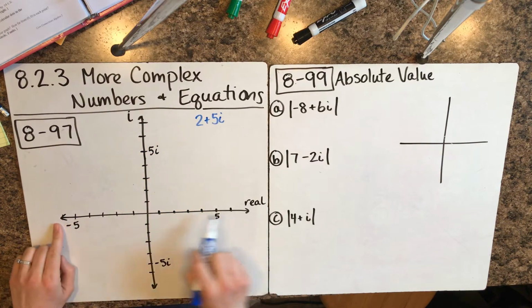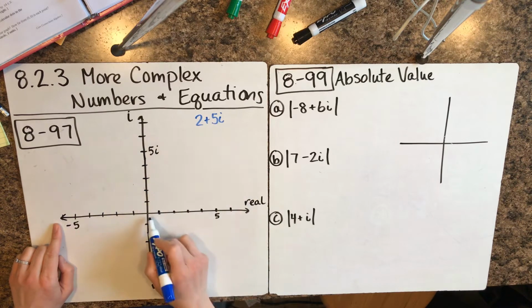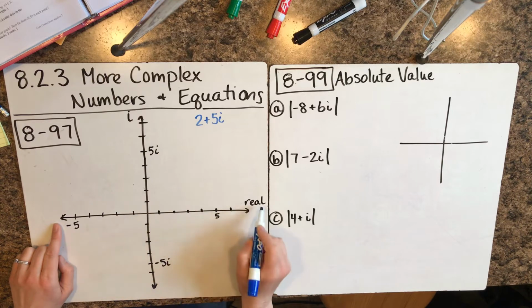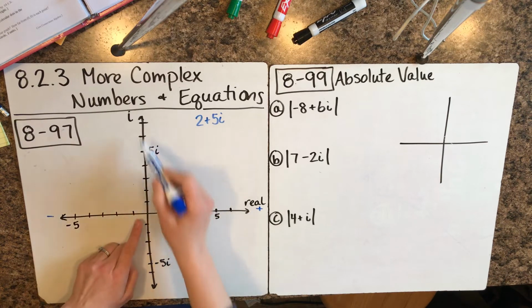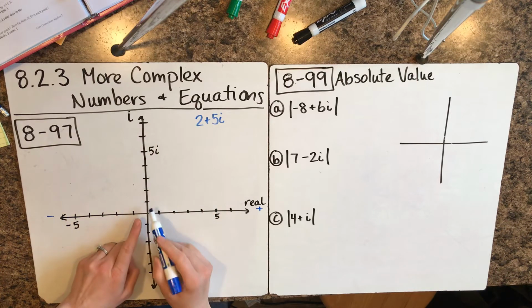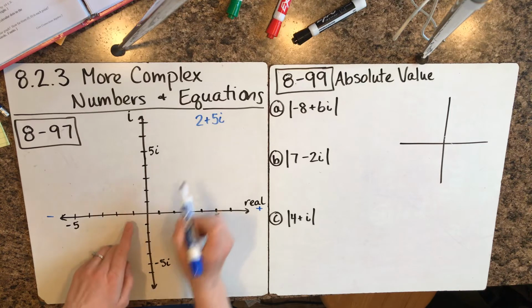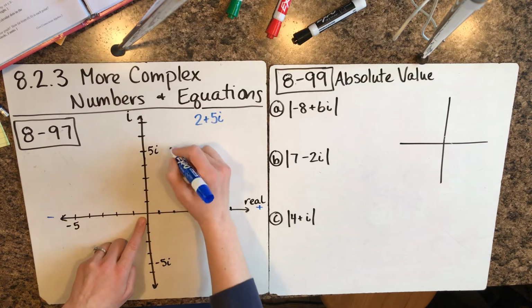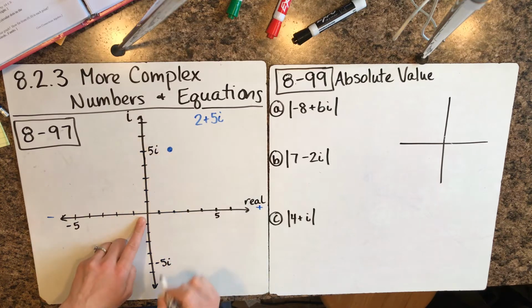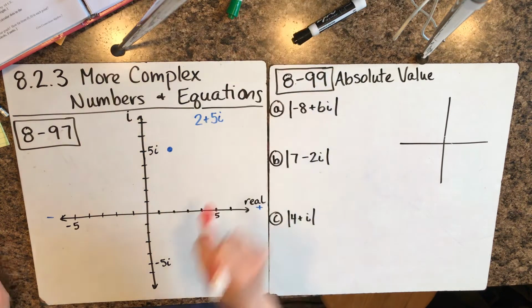So where we normally have the x-axis, this is the real part. So that's where we're going to go to the right to. Okay, real positive is this way, real negative is that way. And the imaginary part is where the y-axis usually is, and positive is up and negative is down. So to graph 2 plus 5i, I'm just going to go right 2 and up 5. And this point right here represents 2 plus 5i. Okay, it's really that easy.